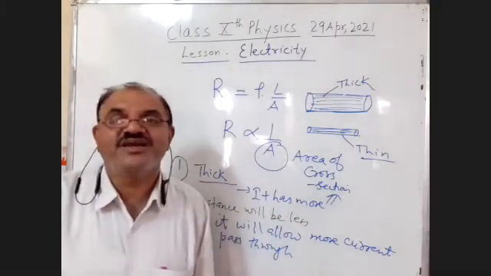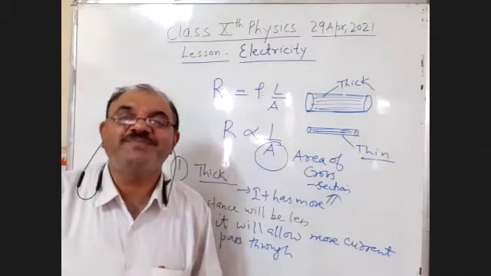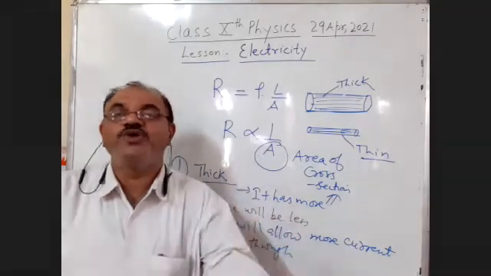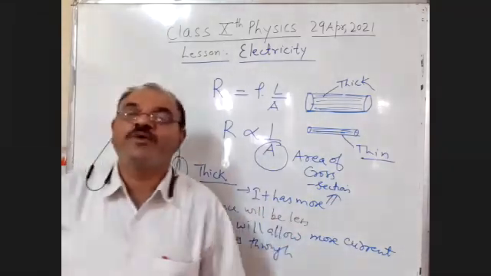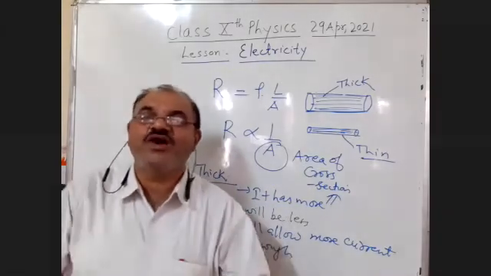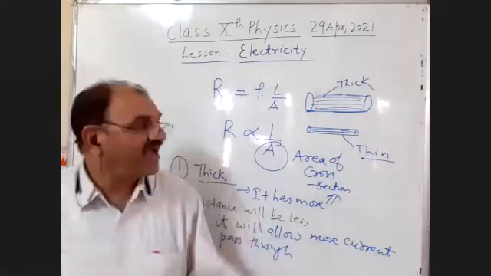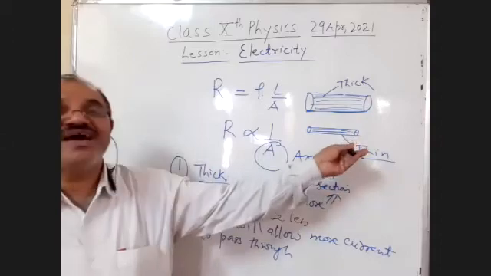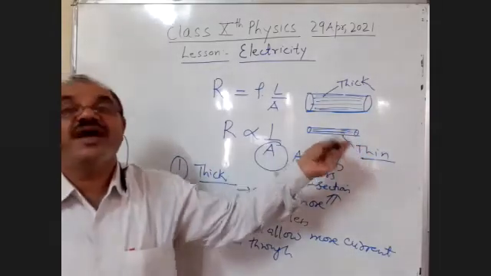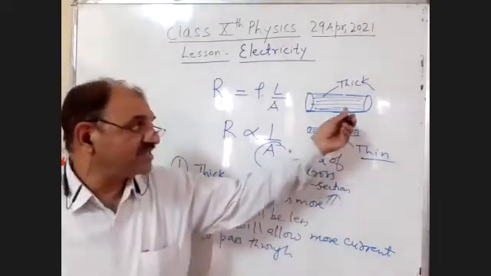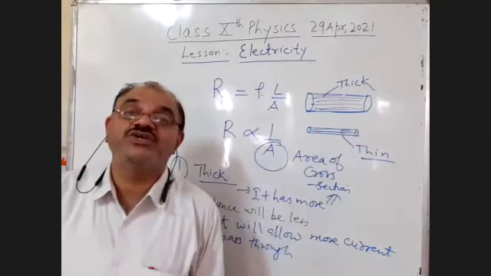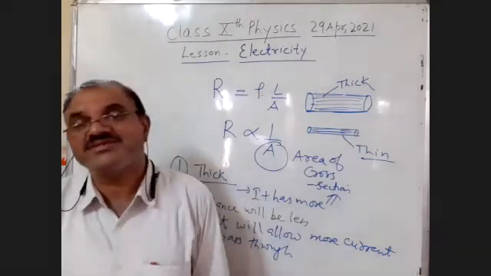Clear, student? Once the resistance is more, it means the resistance opposes the current, and to oppose the current means it will not allow the current to pass through. Hence, the thin wire will not allow the current that much, whereas this thick wire will allow the current to pass through. Is it clear, student?